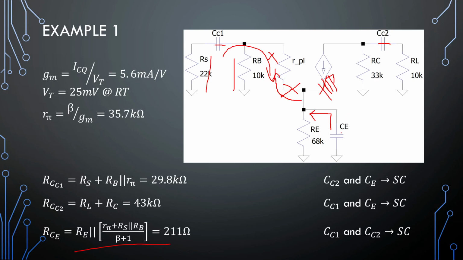This capacitor will typically see a very small impedance right here, so it will mostly be the effect of these brackets over here, because the RE that we use for biasing purposes is typically very large. And looking back here, we see 211 ohms. And where are our three resistances calculated?